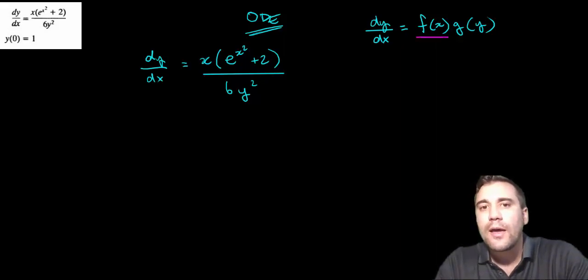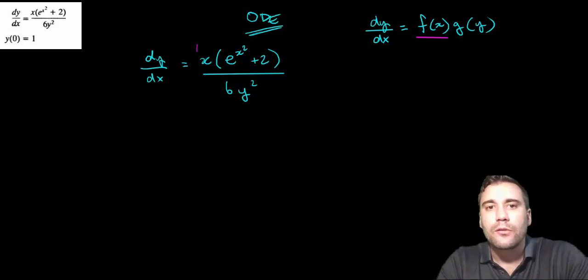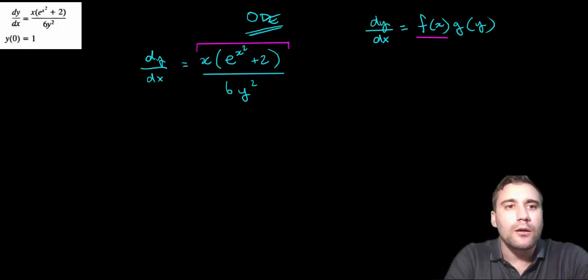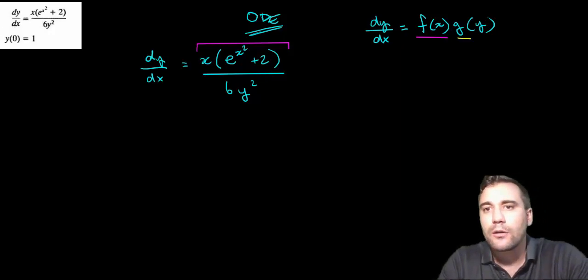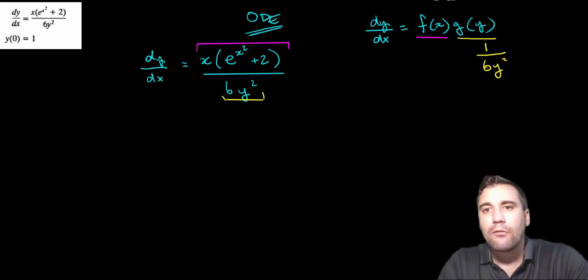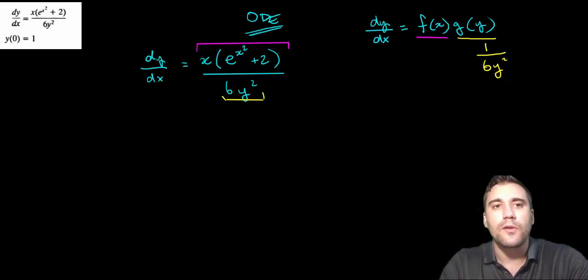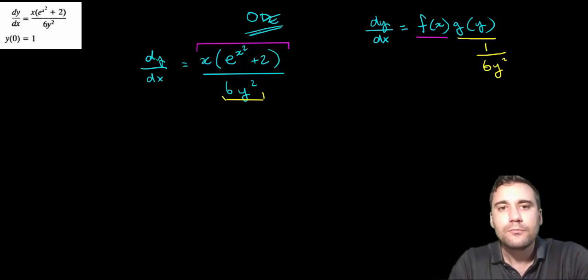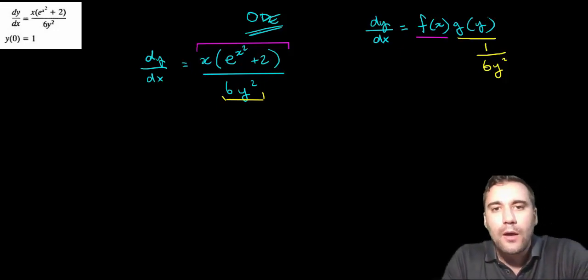So in this case, our f of x is this guy right here, and our g of y is 1 over 6y squared, right? So that's this guy right here. So we do have the product of a function of x and a function of y, therefore we can say that this differential equation is separable. So that's great. Now what do we do?